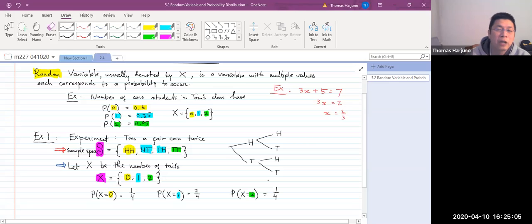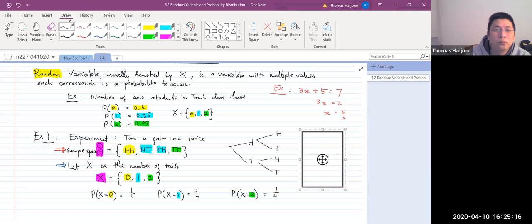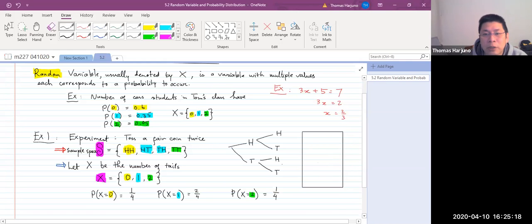Now, once we get a random variable and its probability, we can develop what we call a probability distribution. Now, what is a probability distribution? Just like a frequency distribution, a probability distribution is a table.